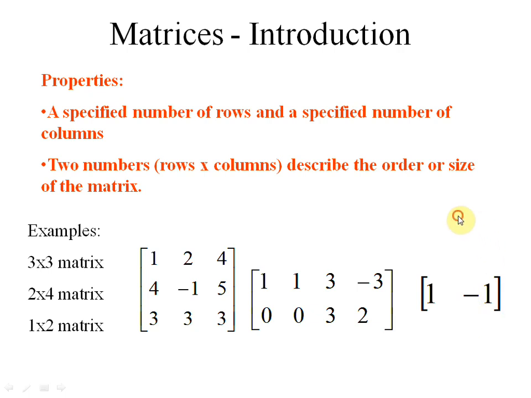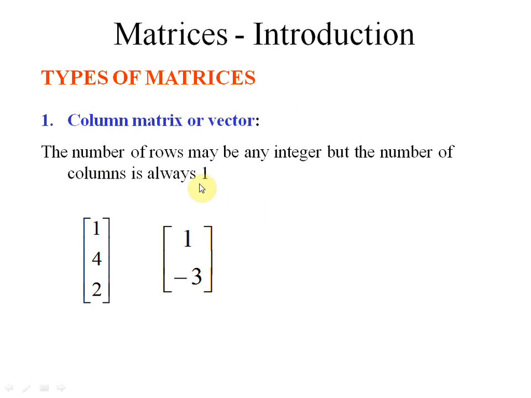Next, moving to the next slide, we discuss the types of matrices. The first type is the column matrix. A matrix is called a column matrix if it has only one column, meaning only one set of y-axis direction elements. So we have 1 4 2, and in the second matrix you can see 1 and minus 3. This type of matrix is called a column matrix, where we have only one column.